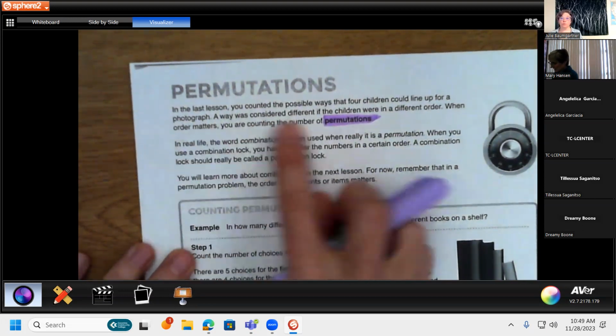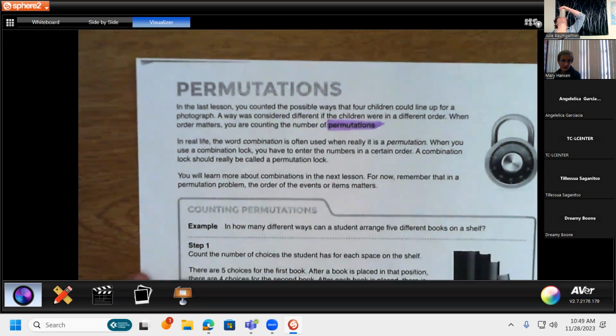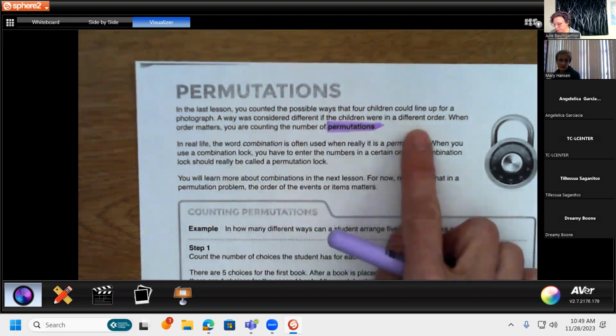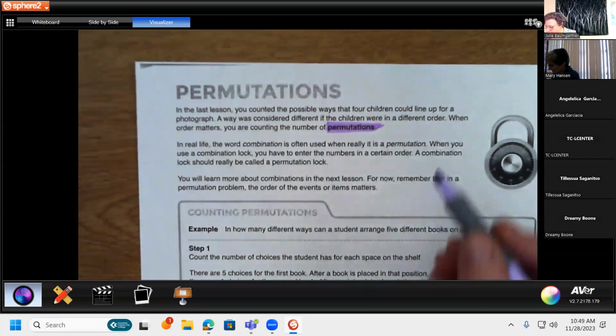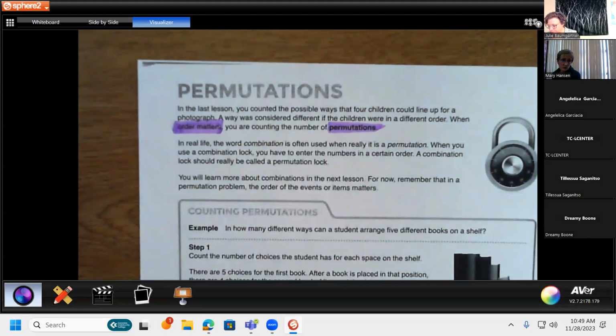And so it says in the last lesson, you counted the possible ways that 4 children could line up for a photograph. A way was considered different if the children were in a different order. When order matters, you are counting the number of permutations. And so the key to this concept that we're doing is we're solving problems where order matters. For example, if I want to find out how many ways 3 runners can come in first, second, and third place, order matters because first place is different than second place, and so on.